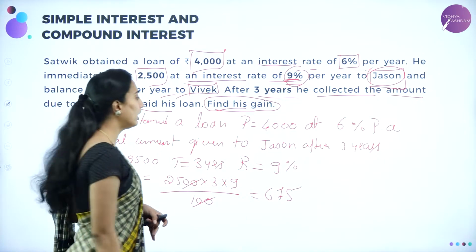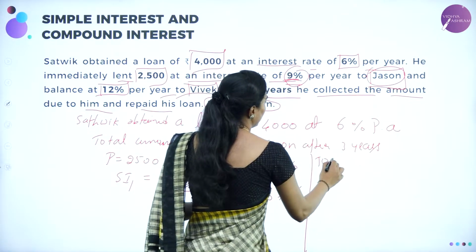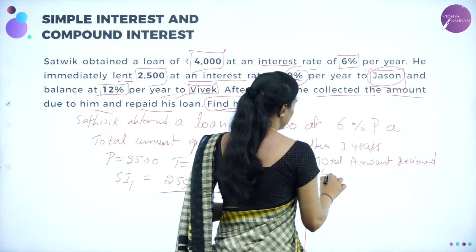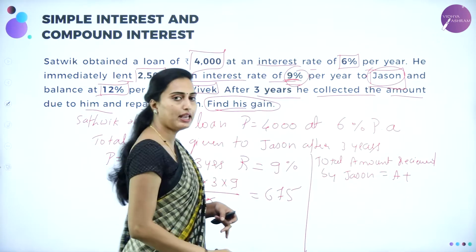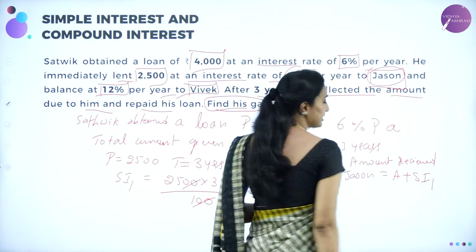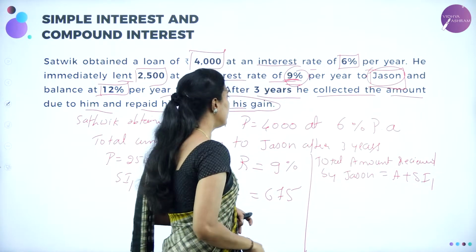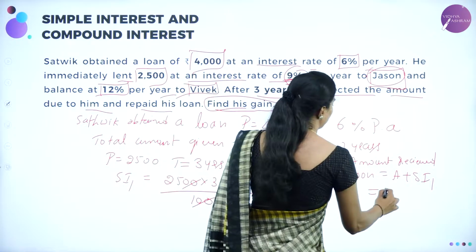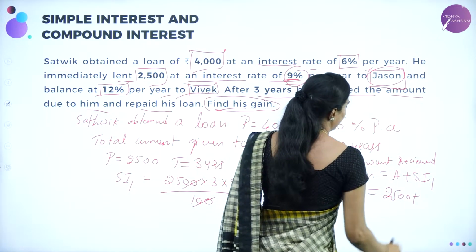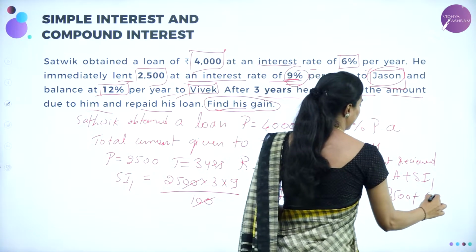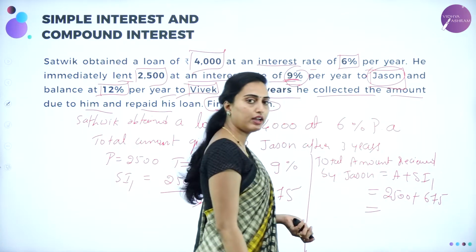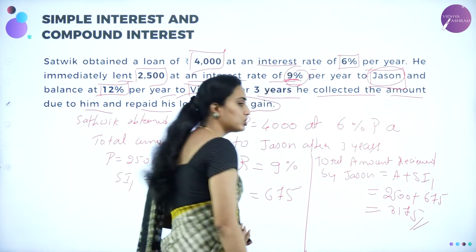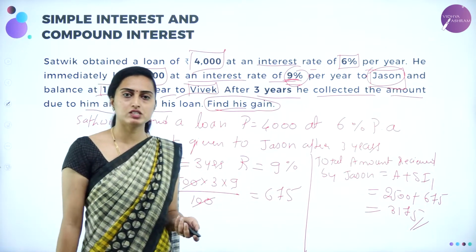The total amount received by Jason is nothing but A plus SI, that is SI1, what we have calculated here. So I can calculate this as 2,500 plus SI, which is 675. Now 2,500 plus 675 is 3,175. So this is what Satvik received from Jason.